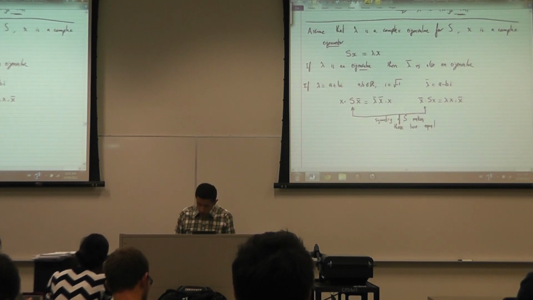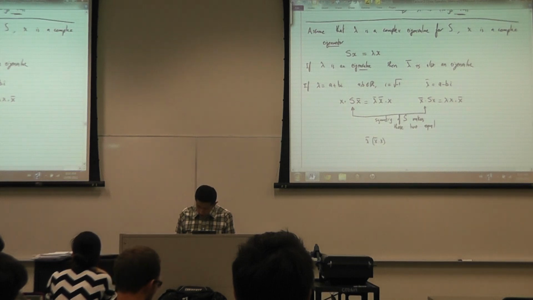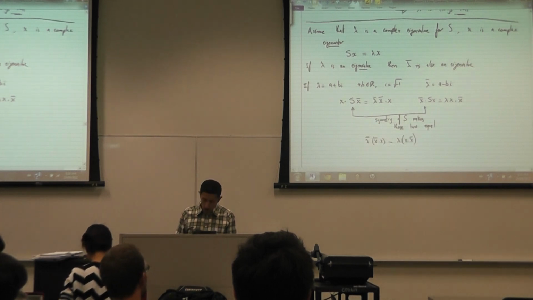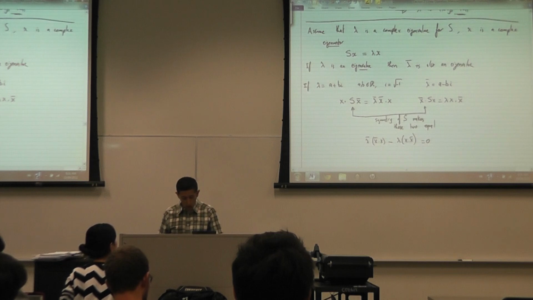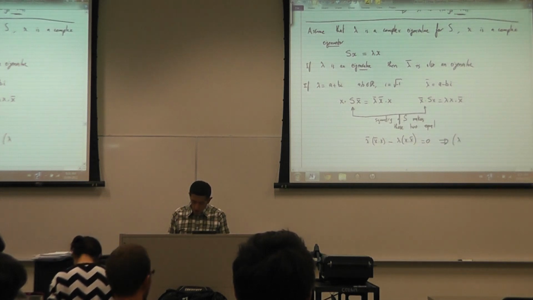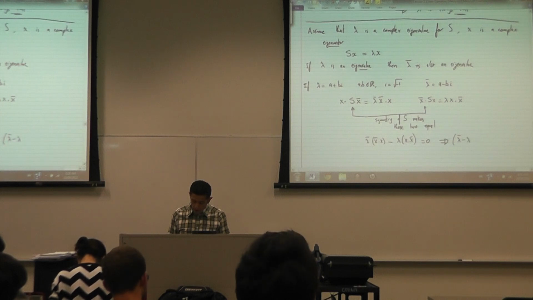Which means that lambda bar x bar dot x minus lambda x dot x bar is equal to 0, which tells me that lambda bar minus lambda multiplied by x bar dot x is equal to 0.